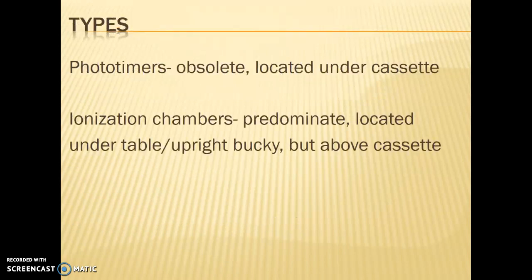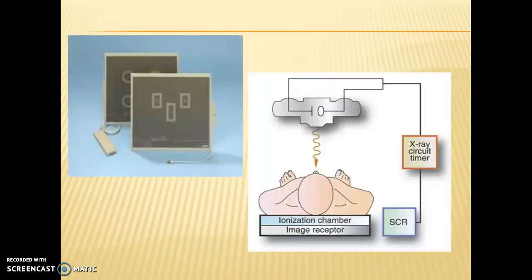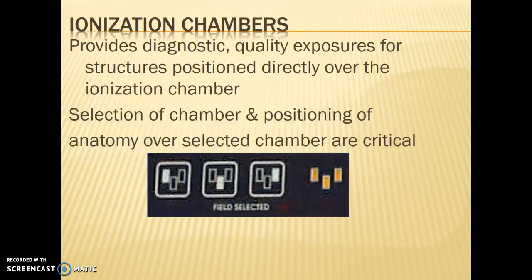There are two types of AEC devices. Phototimers are now obsolete, but they were located under the cassette, under the table. Ionization chambers are now the predominant used, located under the table, above the bucky, and above the cassette. These diagrams provide an example of the ionization chamber and its location.